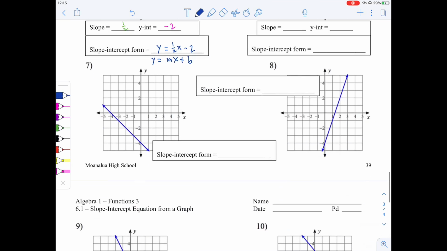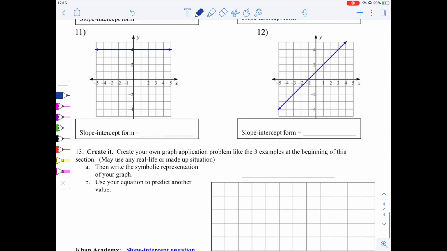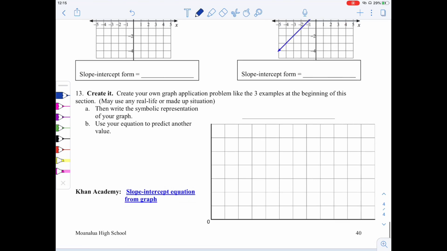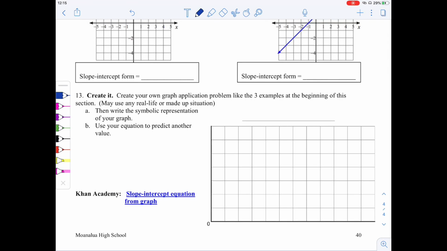All right, so you guys can do the rest. Make sure you show your work and then create it. Next one. So you create your own graph, then write the symbolic representation for your graph.